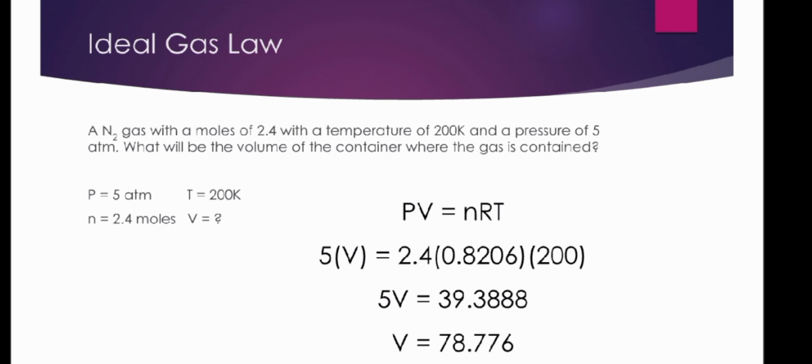Now we have 39.38888. Now divide 39.3888 by 5. We have the volume of the container, which is 7.8776. Now that is the ideal gas law.